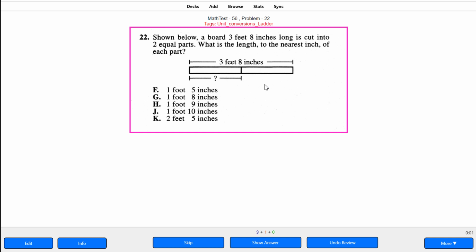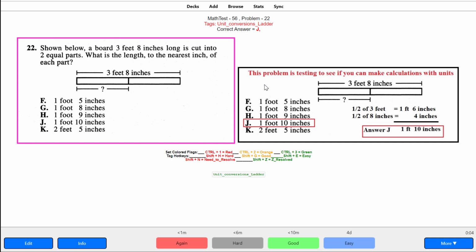Problem 22 is a very common problem. They have this on about every second or third test. Basically, we got 3 foot 8 inches. We're going to cut it in the middle. You can look at it as 1 foot 6 inches plus 4 inches is 1 foot 10 inches, the easy way if you want to do it in your head.